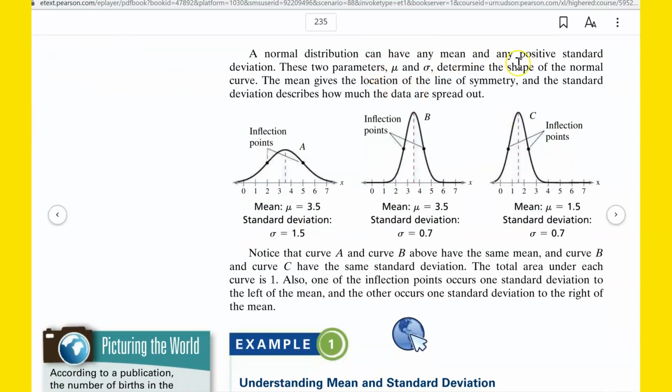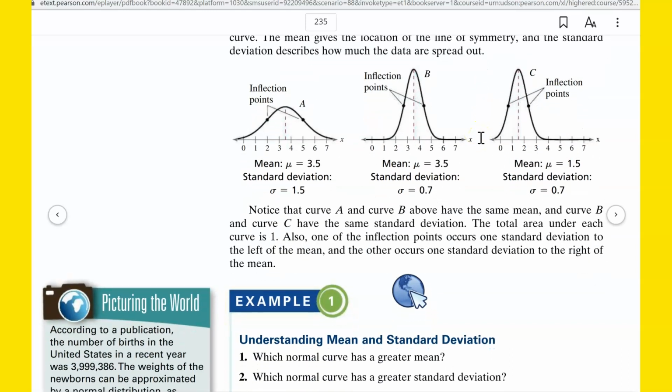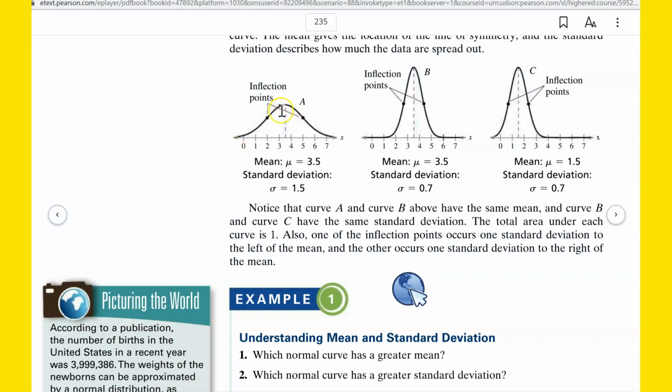A normal distribution can have any mean and any positive standard deviation. The mean can be negative, positive, irrational, anything. But the standard deviation is always positive, because it's the standard amount of distance away from the mean. The two parameters, mu and sigma, the mean and standard deviation, determine the shape of the normal curve. The mean gives the location of the line of symmetry, and the standard deviation describes how much the data are spread out.